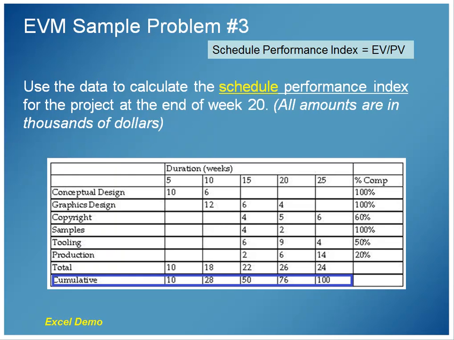And at the end of week 20, I know that PV value, the planned value from the budget, is 76, which represents $76,000. That's what we had planned for that value there. The earned value, because my percentages are different, I have to plug in new different percentages here. So let me go ahead and do that here real quick.